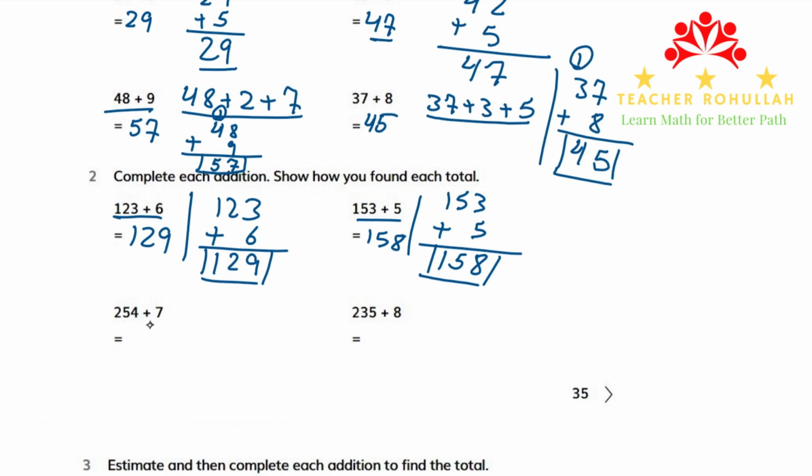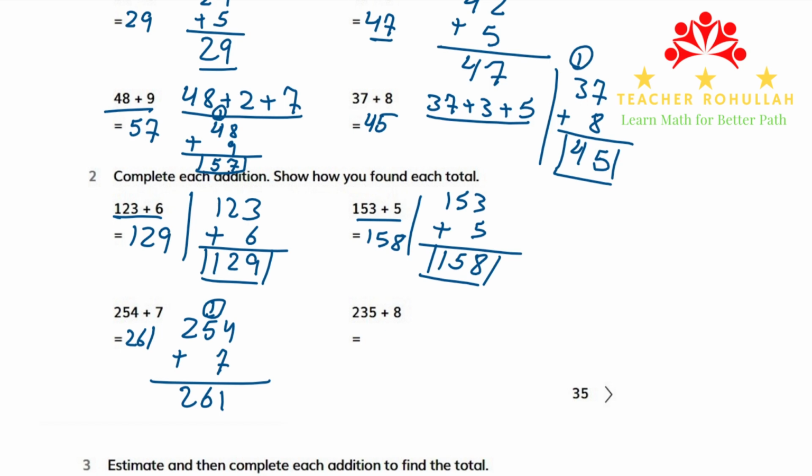In the third part of this question, we have 254 plus 7. I will use column addition here. Again, we should not forget to align the numbers. 4 plus 7 is 11. 1 we regroup above the tens place. 1 plus 5 is 6, and 2 plus nothing is 2. So the answer we found is 261.